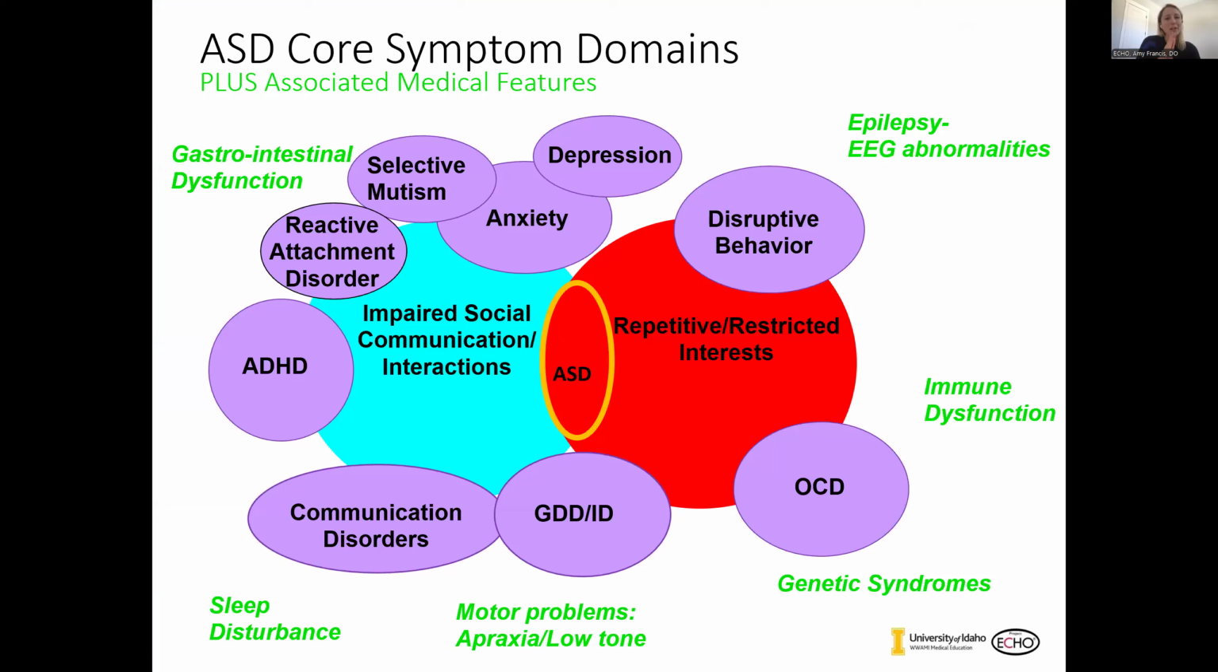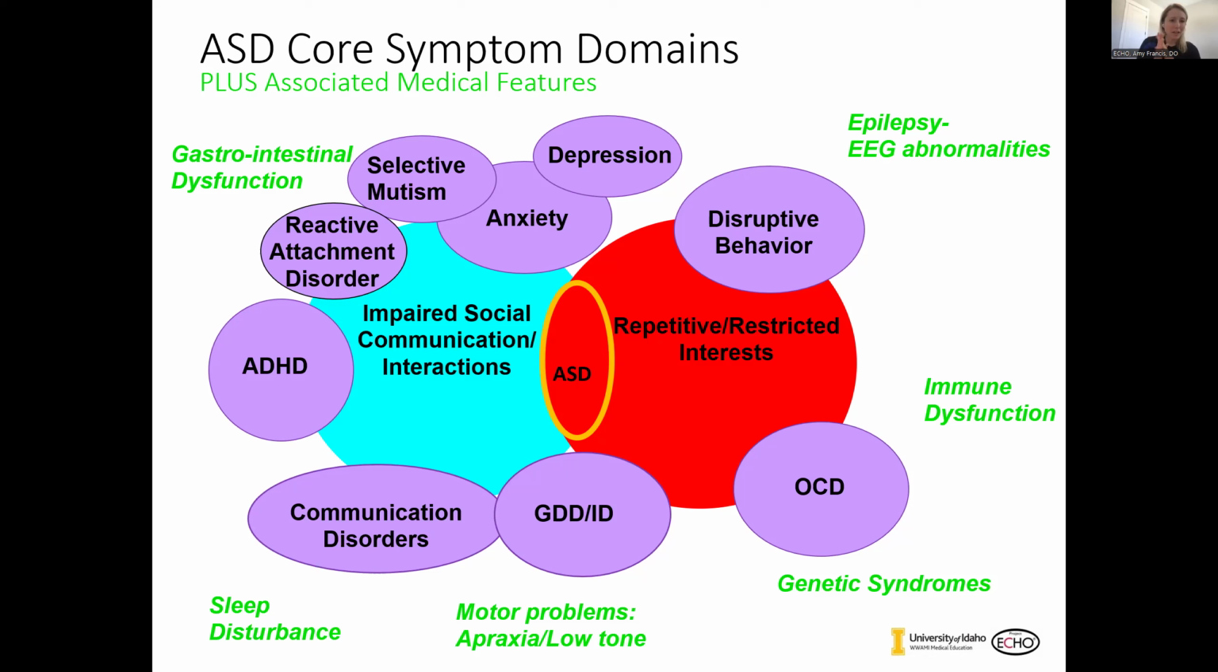So this slide shows the core symptom domains, right? We all reviewed the DSM-5 criteria: impaired social communication interactions, and then restricted and repetitive behaviors, or insistence on sameness, sensory processing difficulties. So the overlap right there in that orange yellow oval is autism, right? But what we know is very few children, if any, really just fit in that small little oval, right? There are a lot of other comorbid and co-occurring conditions that overlap with social communication and behavior.